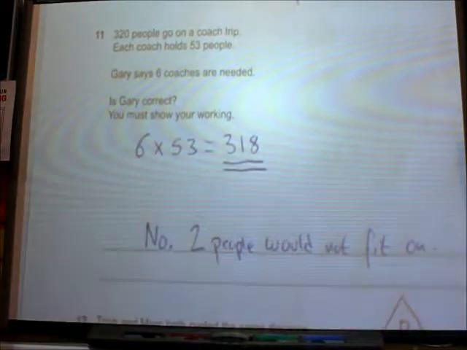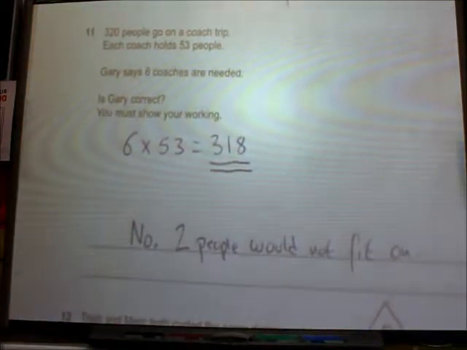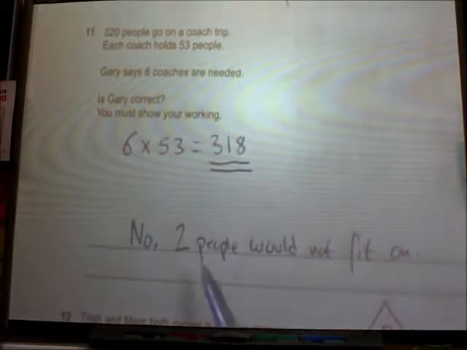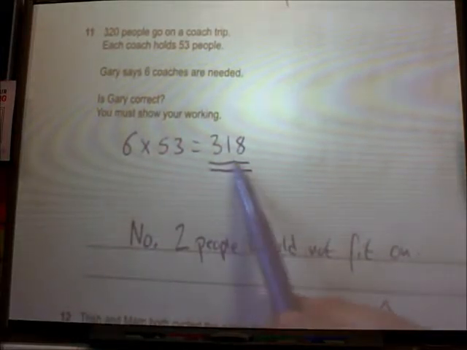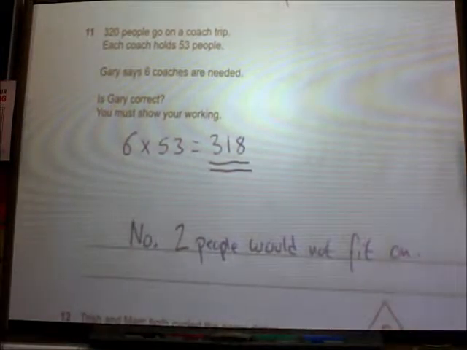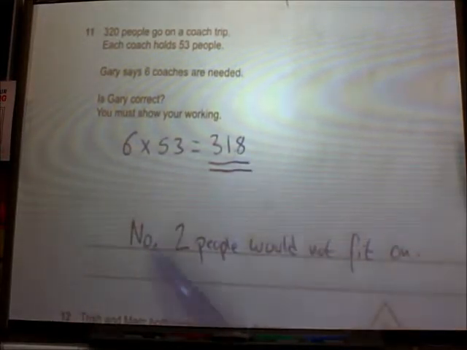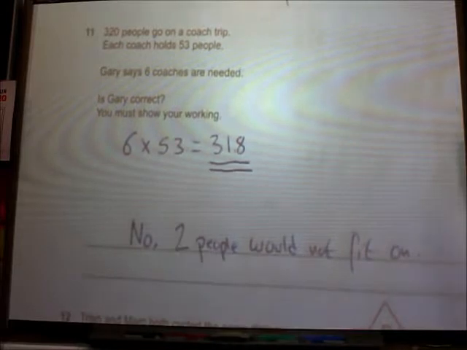Again, basically when the examiner marks this sort of thing, if they can see you've written 318 there with a no, they'll probably just give you the 2 marks and move on, because they're the 2 crucial bits of information. Because if you get those 2 bits of information, you can't really get any of it else wrong.